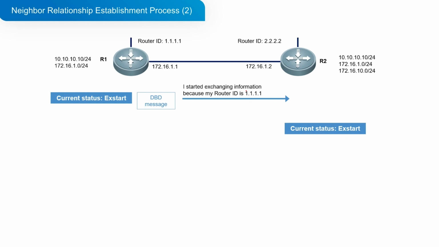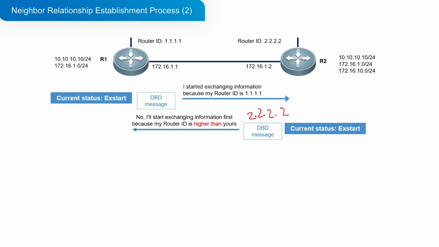Okay. After this, R2 also sends the DBD message. For this DBD message, it means I will start exchanging information first because my router ID is higher than yours. So what does this mean? It means my router ID is actually 2.2.2.2, and I want to send the information first because your router ID is 1.1.1.1. I am higher than yours, so I am the master. Okay, I am the master. So this is the election for master and slave.